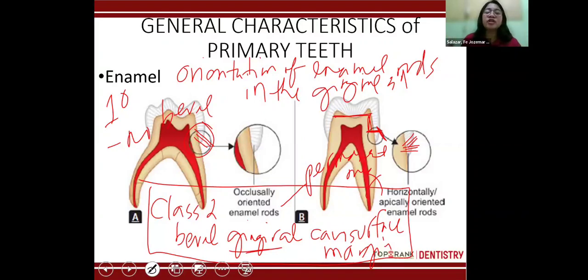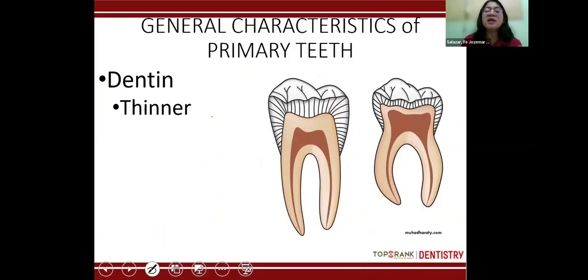So the orientation of the gingival enamel rods create undermined enamel. That's why we need to bevel. But in a primary, there are no overhangs, or sorry, not overhangs, no undermined enamel form. So we do not bevel anymore. Okay, so that's the difference. Dentin is also thinner, so it's easier for caries to reach your pulp.